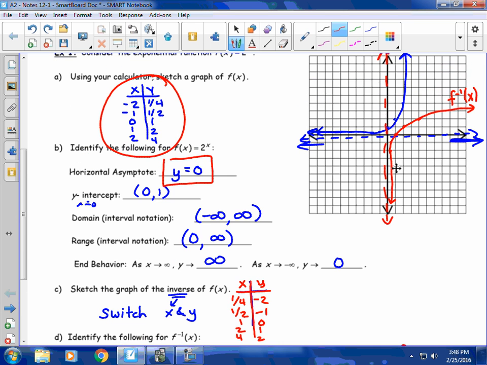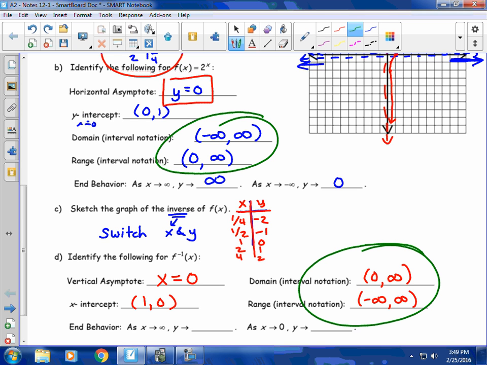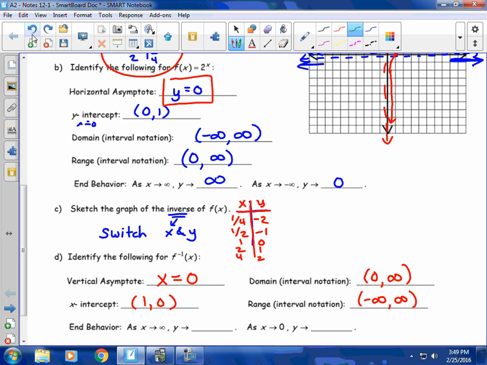How about the range? Look at this red graph again. What's the lowest it goes? Negative infinity. What's the highest it goes? Even though it's growing slowly, it is still growing forever, so it does go negative infinity to infinity. And take a look real quick. Compare these two domains and ranges. What do you notice? We should be saying they switch, and that should make sense because domain is like your x's, range is like your y's, and when you switch x and y, you're going to switch your domain and ranges. Okay, all stuff we've seen before.